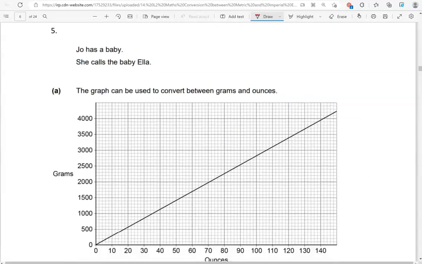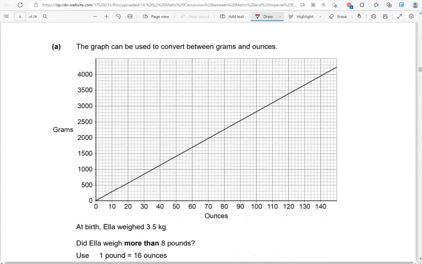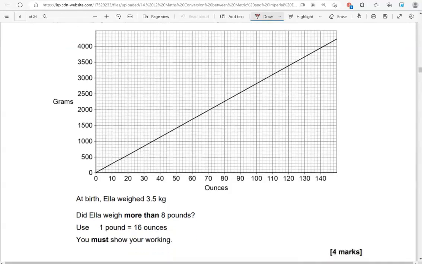Jo has a baby. She calls the baby Ella. The graph can be used to convert between grams and ounces. At birth, Ella weighed 3.5 kilograms. Did Ella weigh more than 8 pounds? Use 1 pound equals 16 ounces. You must show your working.